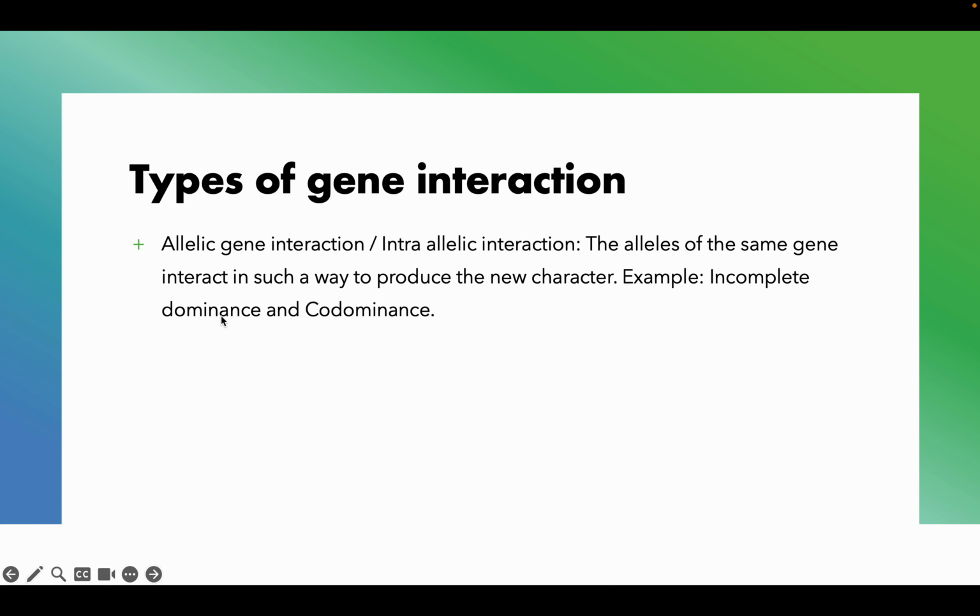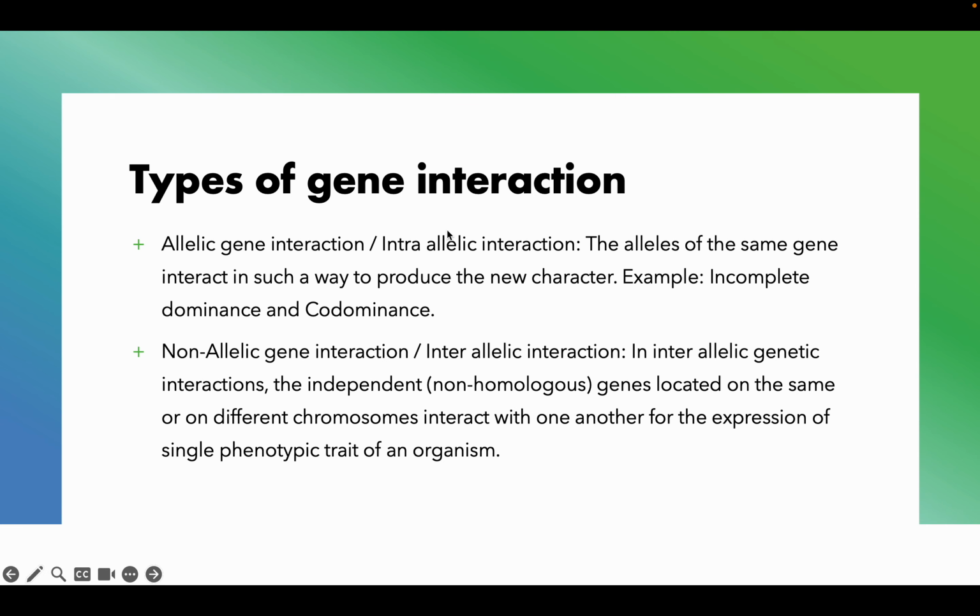So the alleles produce a color which is intermediate between the two parents. And in codominance, both alleles are equally expressed and both are equally dominant. This is intra-allelic, because it is controlled by one gene, but different alleles are regulating and producing the new character. Then there is another type called non-allelic or inter-allelic, where inter means between different alleles of different genes.